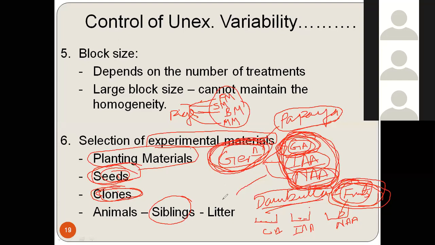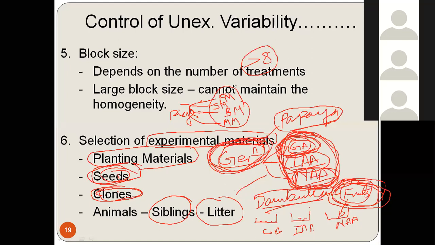Brothers and sisters, what is the litter size of pigs usually? 8 to 12. Yeah. So pigs are having roughly more than 8 as litter size, so it is ideal for this kind of experiment. So we can give the treatment.